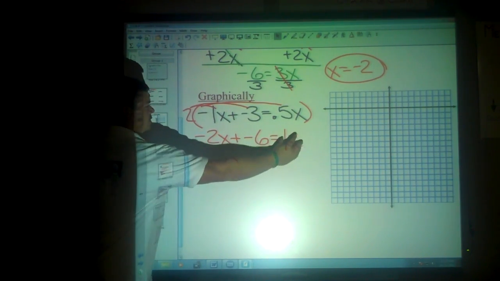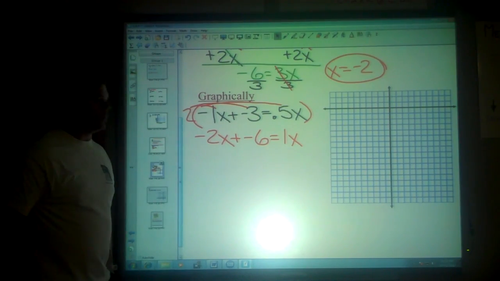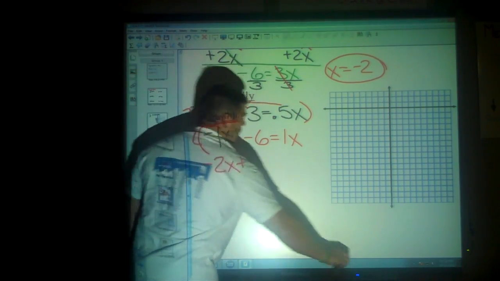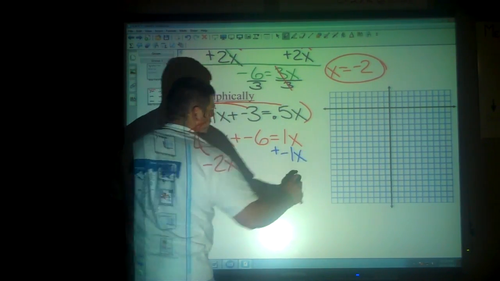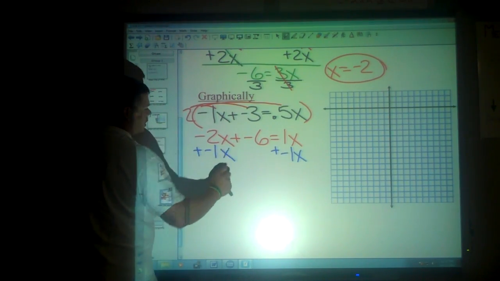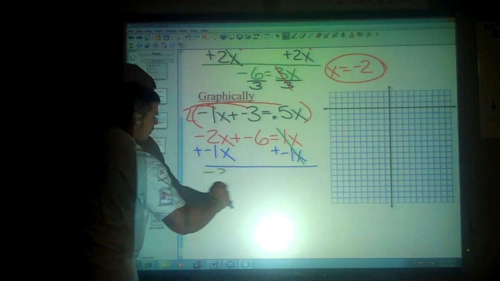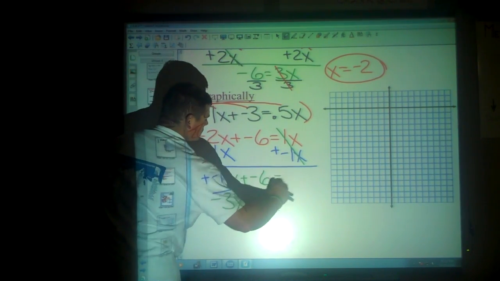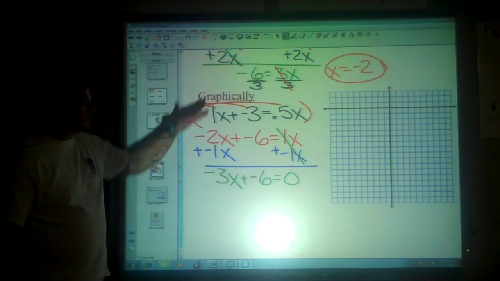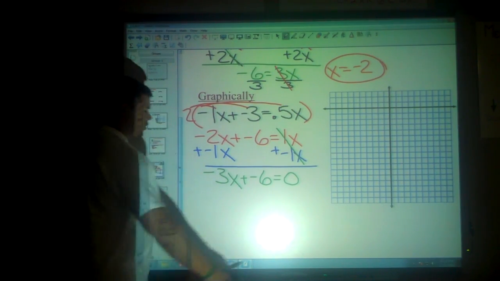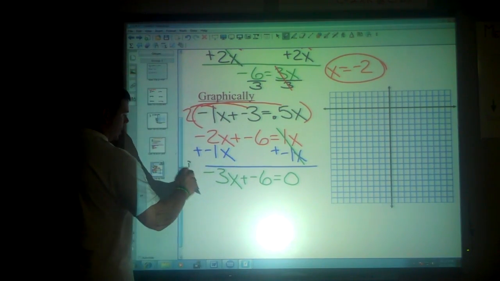And all you need to do is move this over here and it'll be equal to 0. It might be easier for you to move it with whole numbers or integers. So we add negative 1x to both sides. Those cancel out. We now have negative 3x plus negative 6 is equal to 0. I basically have done step number 1.